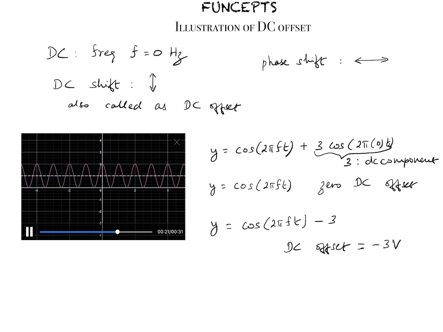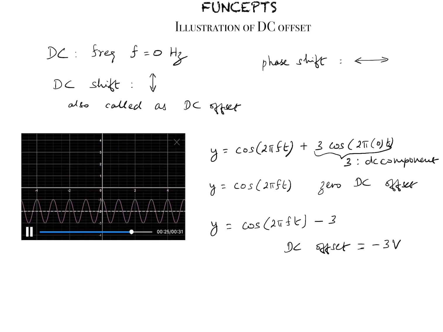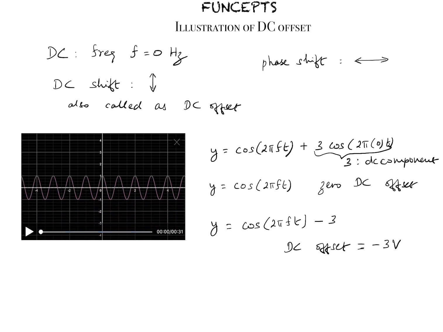So we see that the DC offset means the waveform being shifted up or down by a certain amount, and the amount of shift corresponds to the DC level present in the signal, or the DC component present in the signal, and the amount of shift is called the DC offset.